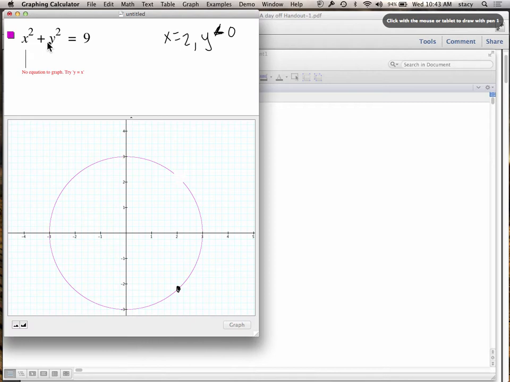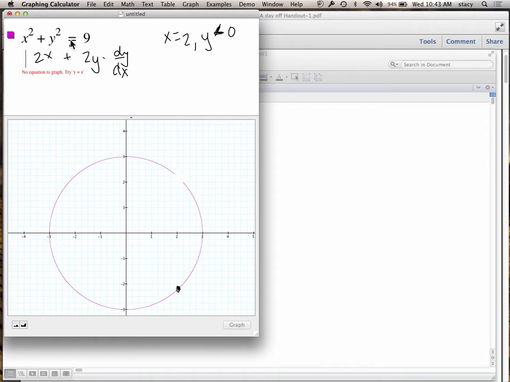So if I want to find the equation of the tangent line, we just talked about how that's looking at changes in y over changes in x. So in order to find the slope, I should be looking for dy/dx. If I differentiate this equation with respect to x, the rate of change of x squared with respect to x is 2x. The rate of change of y squared with respect to x is 2y dy/dx.